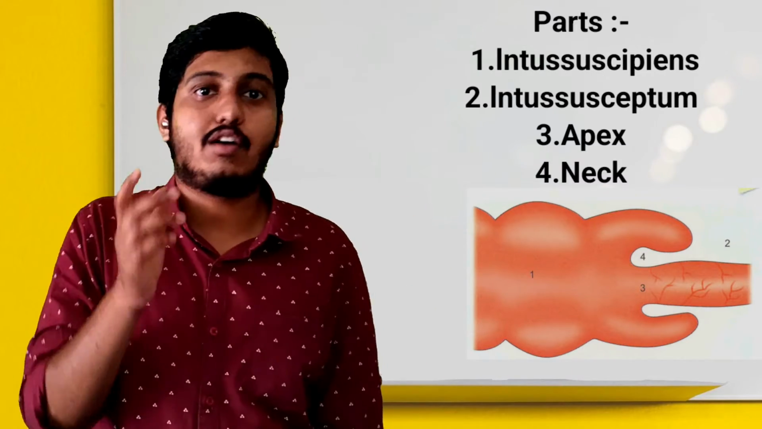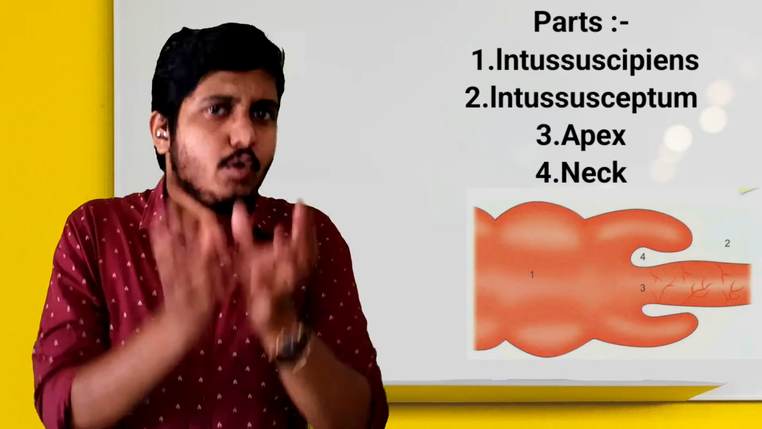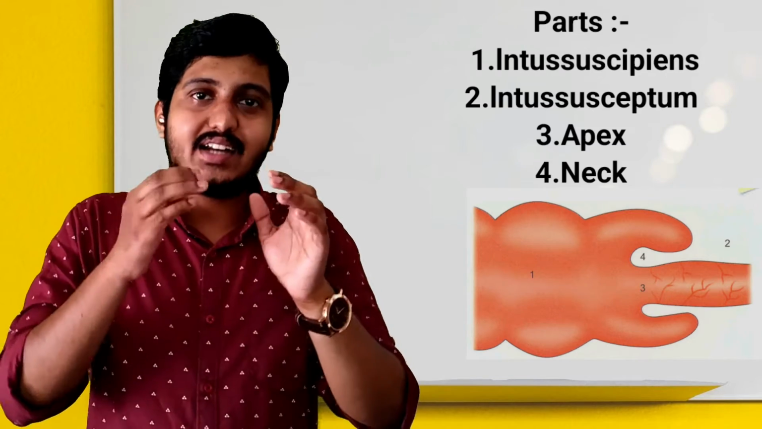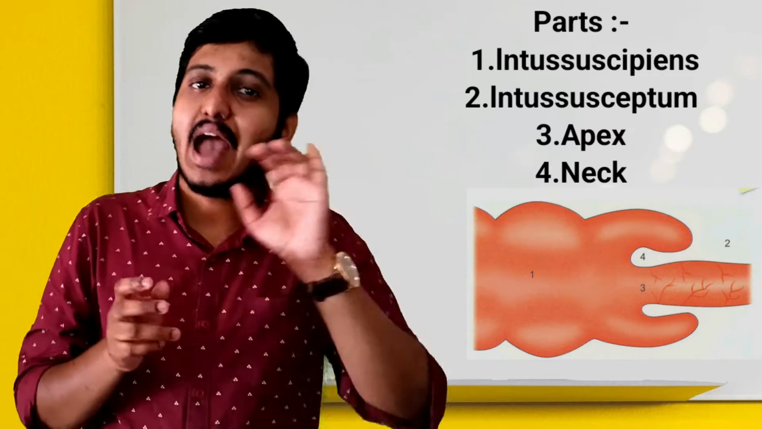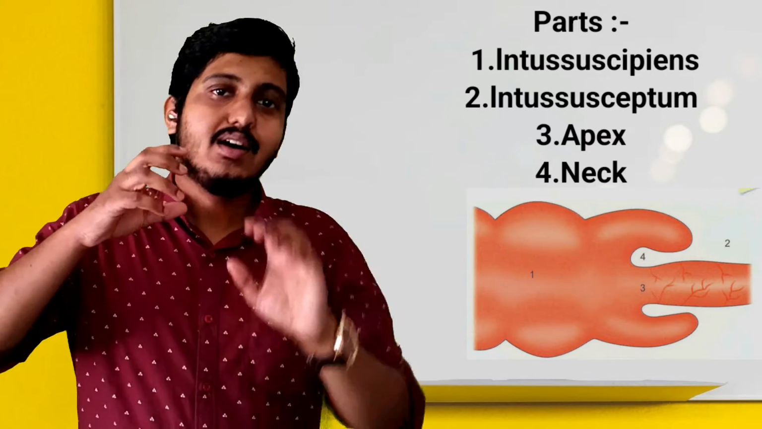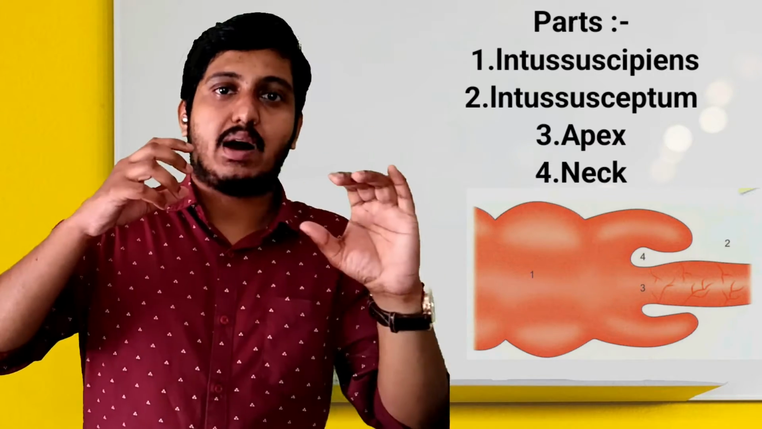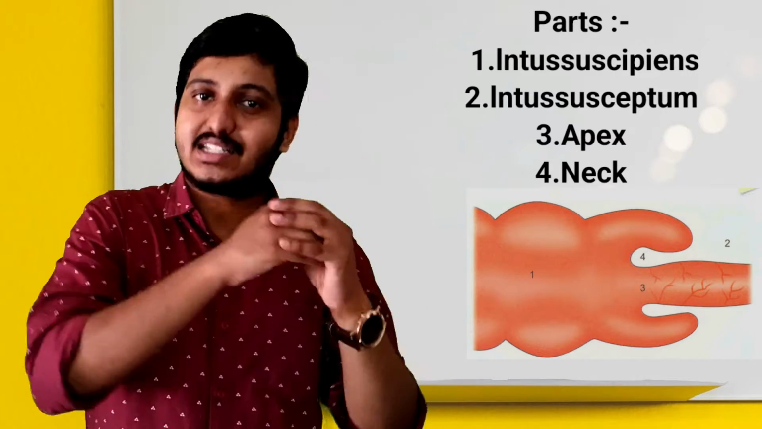Next comes the neck of intussusception, which is the narrowest part of the intussusception, and that is actually more prone to gangrene. The next part is the apex of intussusception, which is the most apical part, which is entering the distal bowel.